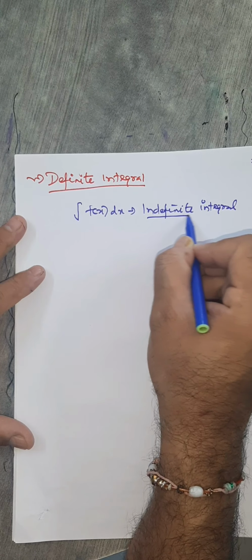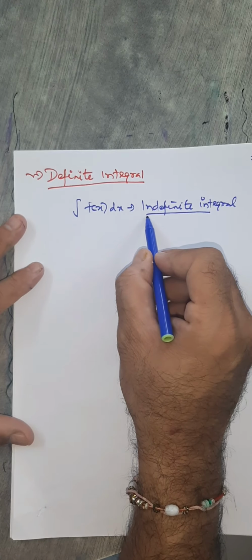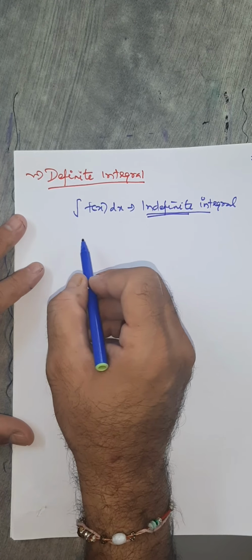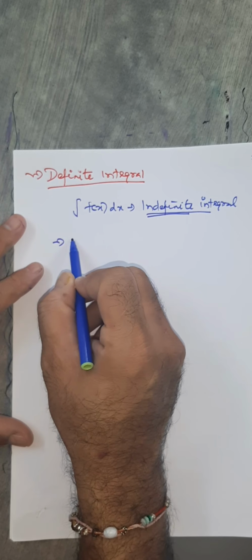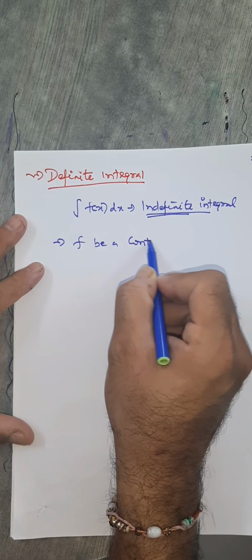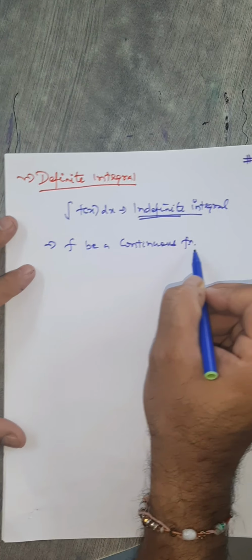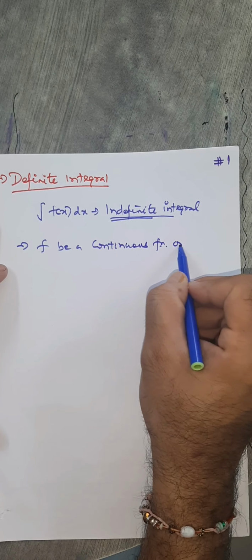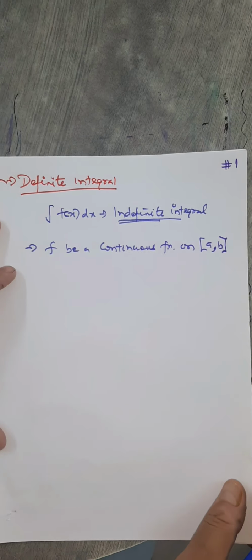It's not unique, you know. One function may have several integrals. That's why it is sometimes called indefinite integral. But suppose I have a continuous function, let f be a continuous function on a closed interval [a, b].